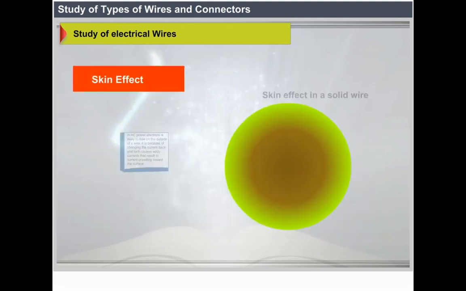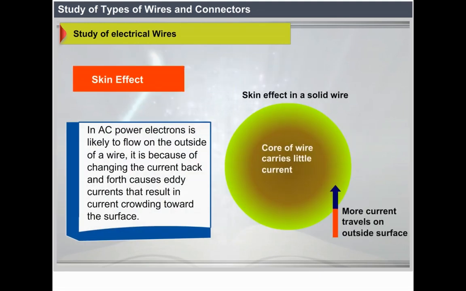Skin effect. In AC power, electrons like to flow on the outside of the wire. This is because the changing of current back and forth causes eddy currents that result in current crowding towards the surface. Skin effect in a solid wire. Core of wire carries little current. More current travels on the outside surface.